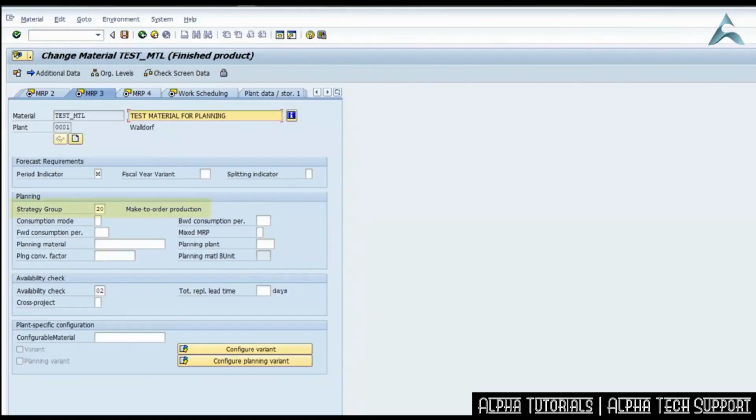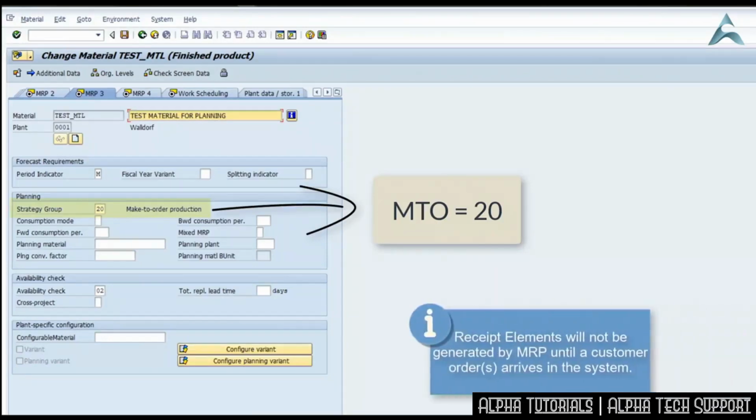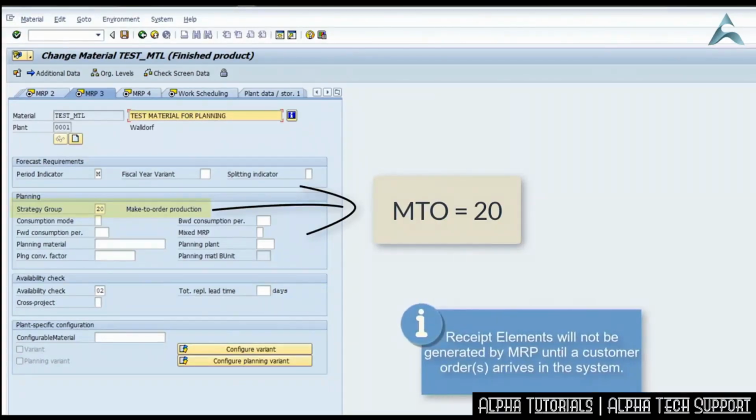And in the last example for make to stock, we had a strategy group of 40. In this case, the make to order scenario requires a strategy group of 20. And there are several variations of this, but this is the standard vanilla make to order production, where the planning engine will not respond to demand and it will not present receipt elements, production orders, in other words, until a customer order arrives in the system.